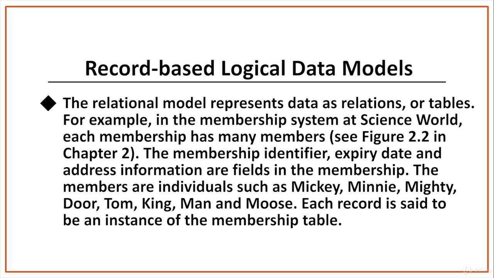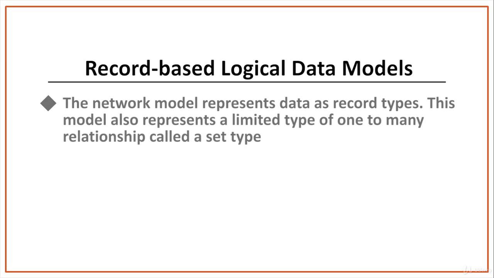For example, in the membership system at Science World, each membership has many members. The membership identifier, expiry date, and address information are fields in the membership. The members are individuals such as Mickey, Minnie, Mighty, Door, Tom, King, Man, and Moose. Each record is said to be an instance of the membership table. The network model represents data as record types. This model also represents a limited type of one-to-many relationship called a set type.